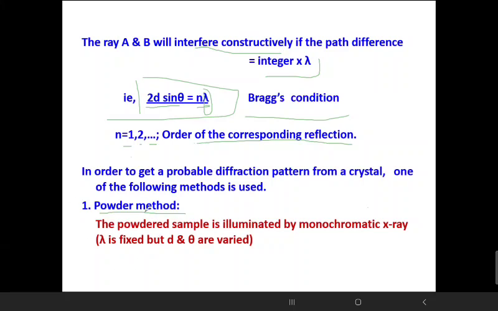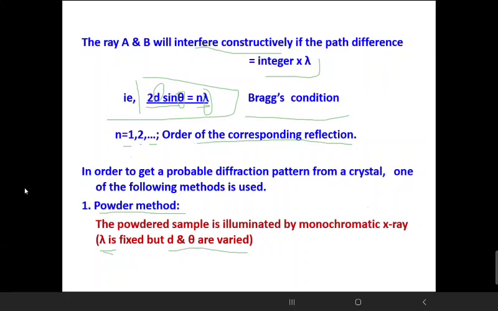So in the powder sample method, we are fixing lambda, using monochromatic light, but we are changing d and theta. We are changing the incident angle and we are changing d, the atomic spacing.